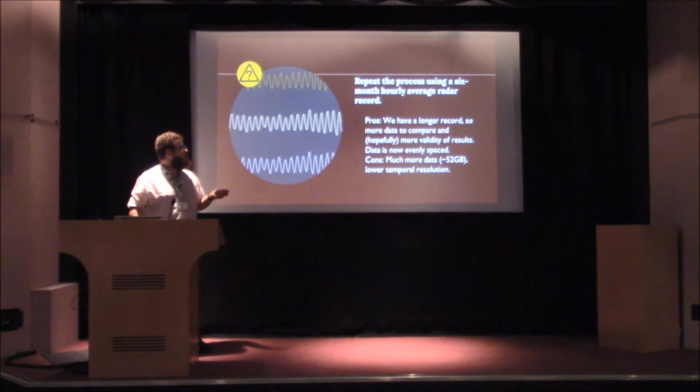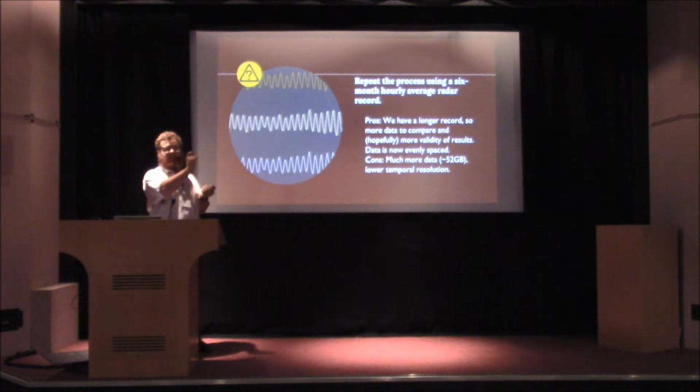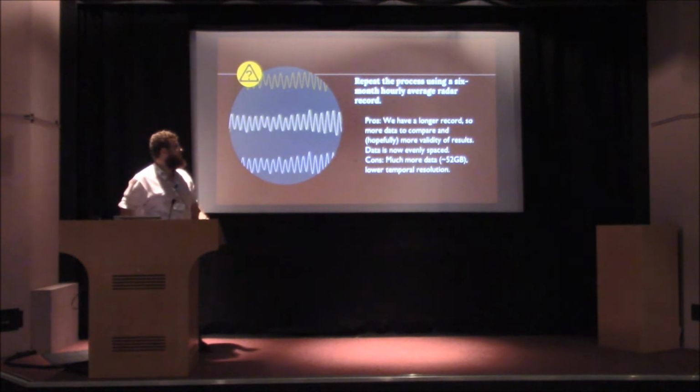So there's some pros of this. It's a longer record, so there's more data to compare. So hopefully the results might be more valid. It might apply over a longer stretch of time. And the data is evenly spaced. Having the data only in the first 10 minutes of every hour, which was just to do with the storage requirements, when you start to do things to do with time machine and stuff, that starts to get complicated. So having hourly averages gives you nice evenly spaced data.